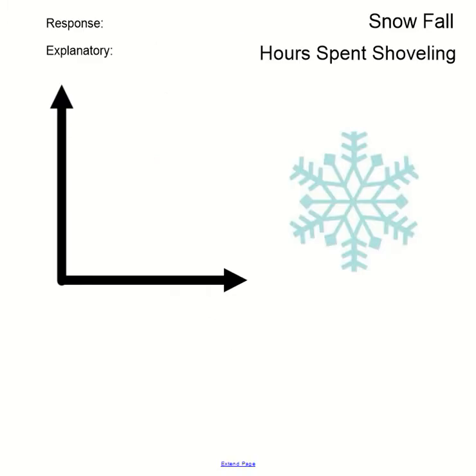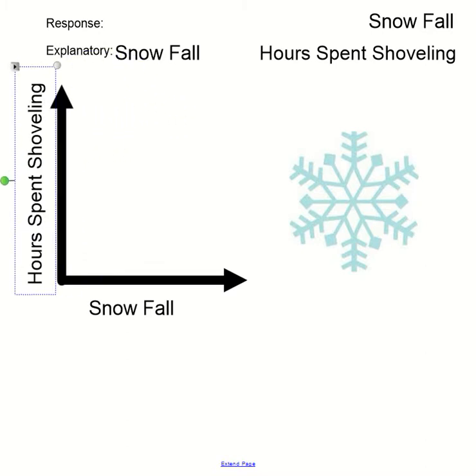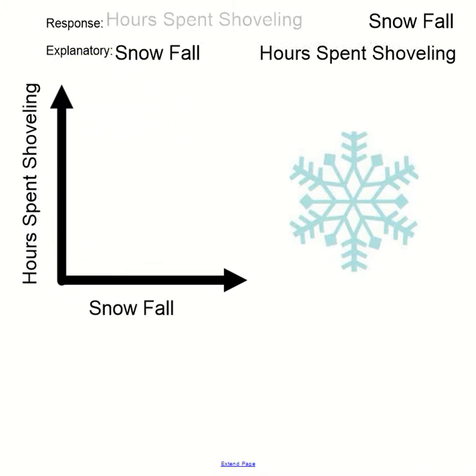So, if we think about this, response and explanatory, what would they be for our snowfall and our hours spent shoveling? Well, snowfall is going to affect the hours you spend shoveling, so it's going to be down here on our x-axis, which means it's our explanatory variable. And our hours spent shoveling, that's what's affected, so that's going to be our y-axis. We can even rotate that, bring it over here. That's going to be our response variable.